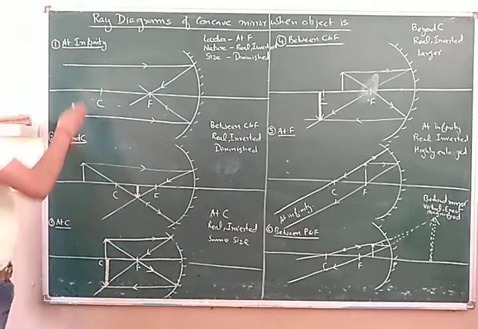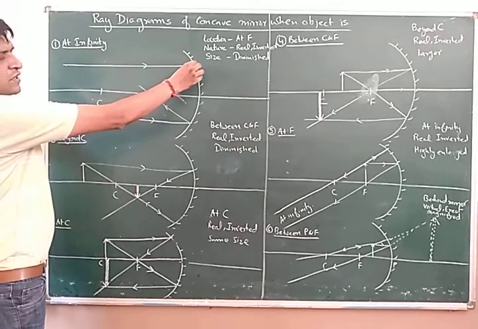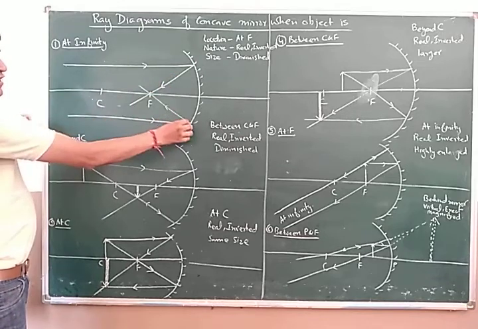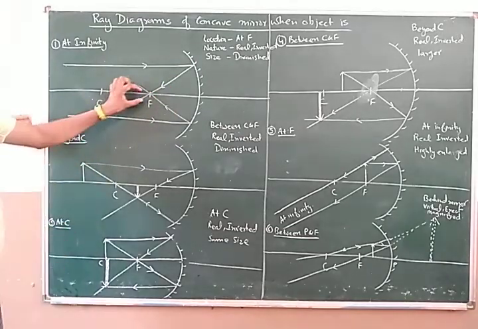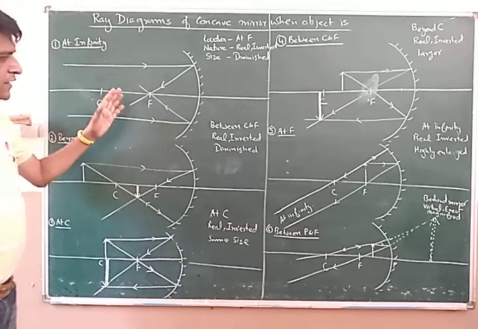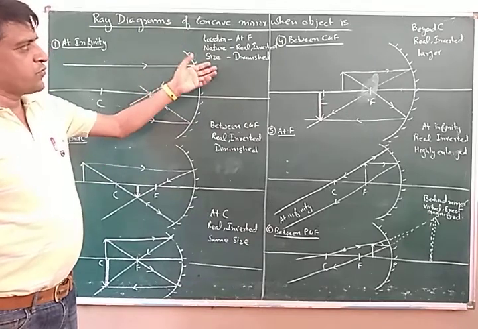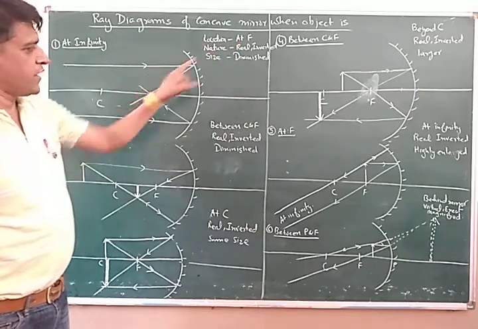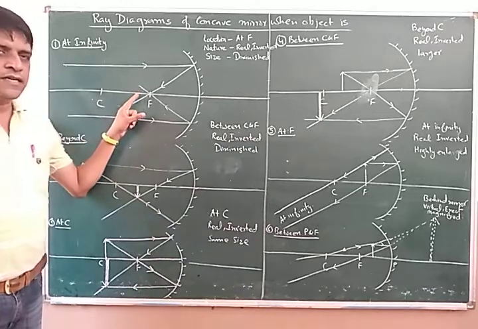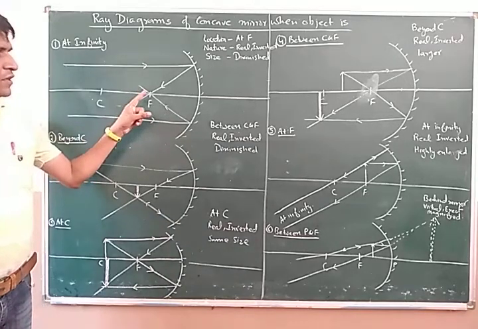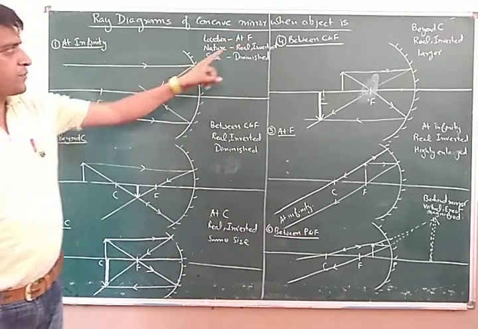In this case, if the light rays are parallel to the principal axis, according to the first rule, they will pass through the focus, and these light rays will intersect at F. And in that case, what are the three properties of the image formed? First, the location will be at F, because these light rays are intersecting at point F. That's why the image is at F.